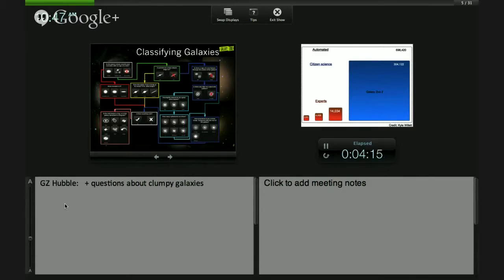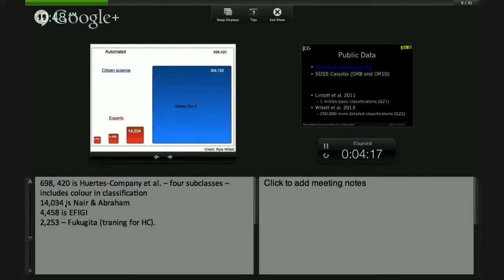ignore that mostly. What we do get is very, very large morphological classification samples. So this is a slide that Kyle Willett put together, showing a comparison of the size of the largest expert classification catalogues of morphologies for galaxies compared to Zoo 2. The area of the square is the size of the catalogue. This one was a graduate student in Canada, Preethi Nair, sitting and classifying 14,000 galaxies by herself.